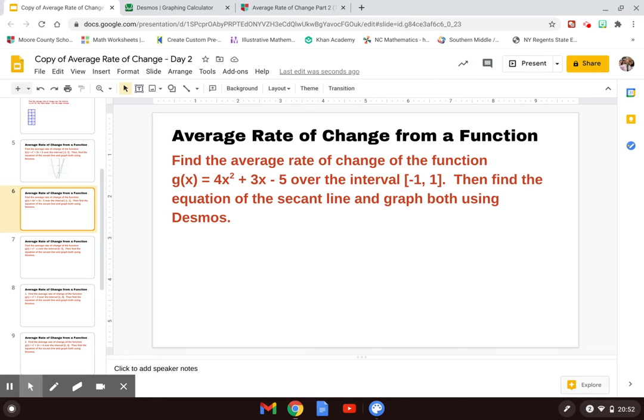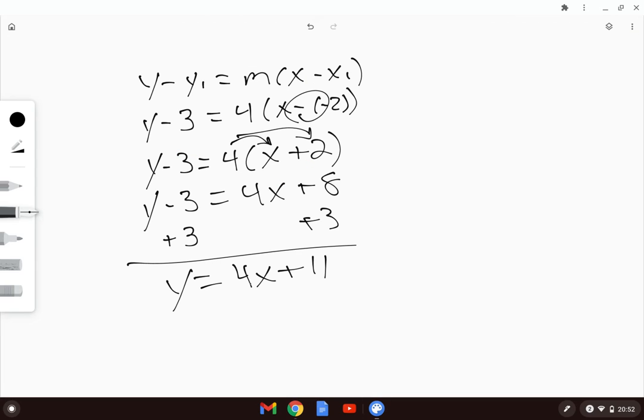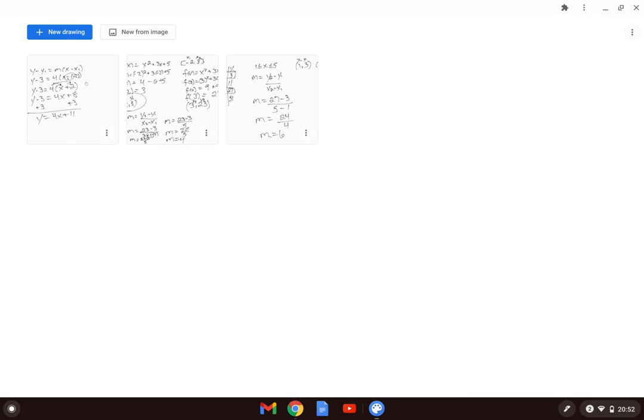All right, so we have here the average rate of change from a function, and we want to find the average rate of change of the function g of x equals 4x squared plus 3x minus 5 over the interval -1, 1. Then find the equation of the secant line and graph both using Desmos. Okay, so let's go ahead and go over here and get a new drawing board.